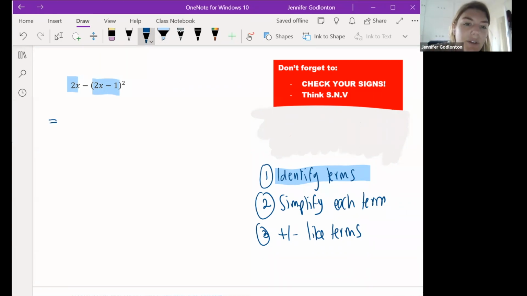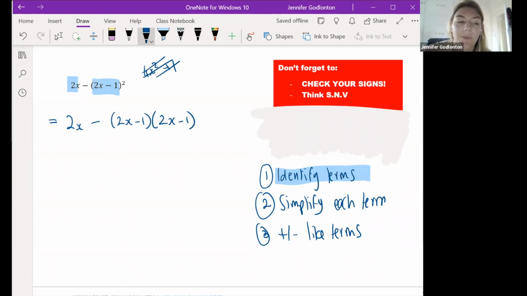The next thing I'm going to do is rewrite this bracket. So I'm going to write two of them side by side because it's being squared. And the reason I'm doing that is so that I don't make the mistake of saying 4x squared plus 1, because that is very wrong. Okay, so by writing out that bracket twice, it's stopping me from making that mistake. The last thing I'm going to do before I start simplifying is put a magic bracket around these two. And that magic bracket is going to help me make sure I don't make mistakes with my signs when I multiply them in with distribution.